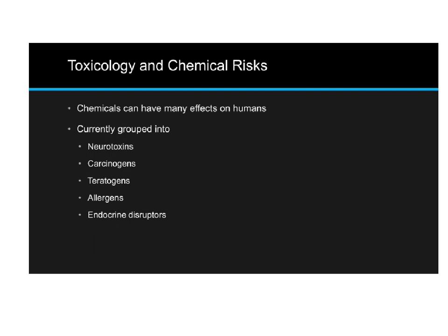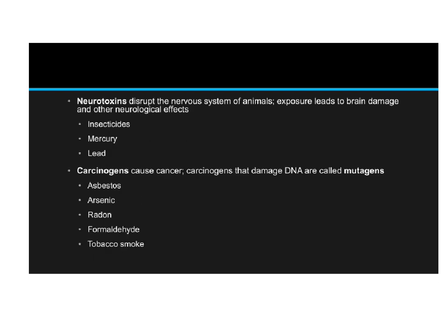Okay, toxicology and chemical risks. Chemicals can have many effects on humans. No, that's a big statement. Chemicals are currently grouped into neurotoxins, carcinogens, teratogens, allergens, and endocrine disruptors. And I know you probably know what a neurotoxin and a carcinogen and an allergen is, but we're going to talk about each one of these in turn.